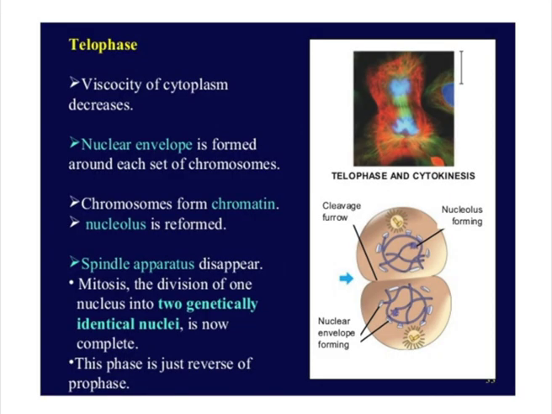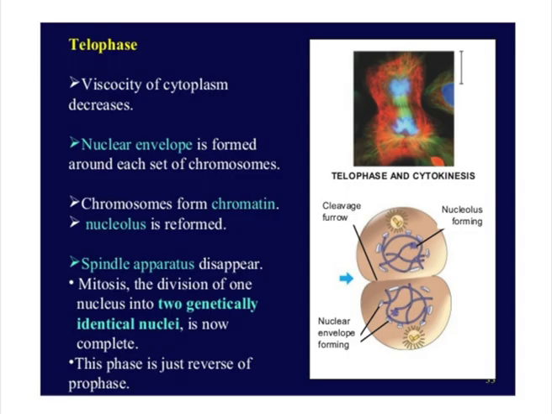Last, coming to the telophase. Here in the telophase, cytokinesis occurs. The nuclear envelope is formed around each set of chromosomes. Chromosomes form chromatin, and the nucleolus is reformed. The spindle fibers or spindle apparatus disappear. The mitosis, the cell division of one nucleus into two genetically identical nuclei, is now complete.